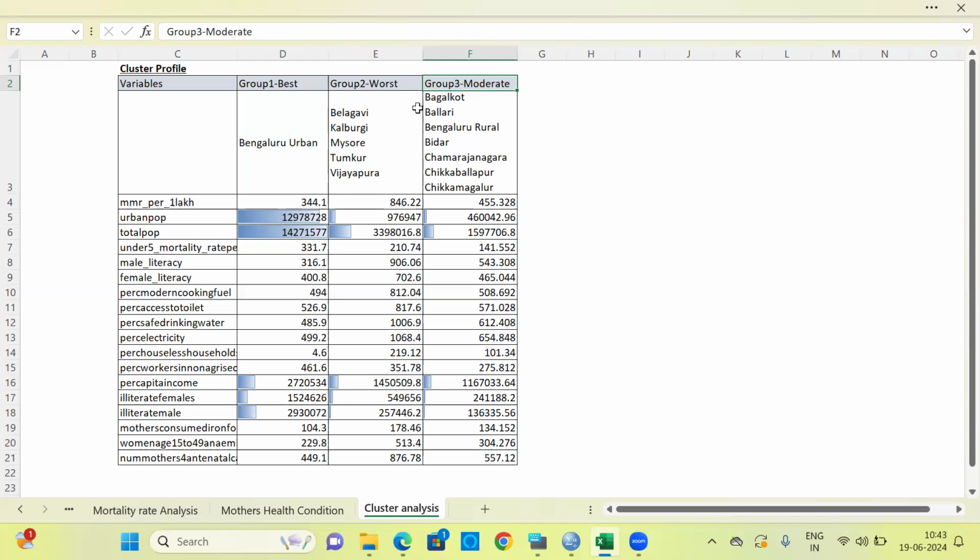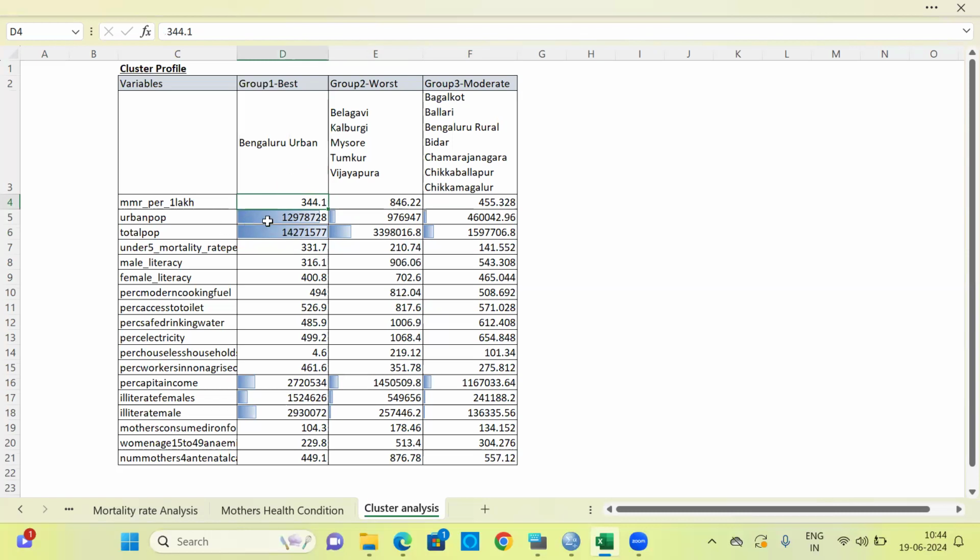Why do I say that this is the best district? The first parameter that I'm looking at is maternal mortality rate per 1 lakh. Here you see for Bengaluru urban, the average is 344. When you look at group 2, it is 846, which is the highest. Similarly, when you look at the third number, which is 455, it is the second highest. So the best performing district would be Bengaluru urban, and the worst performing districts, you can see Belgavi, Kalburgi, Mysuru, so on and so forth.